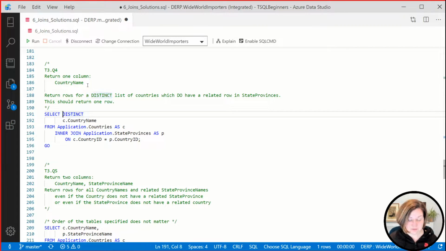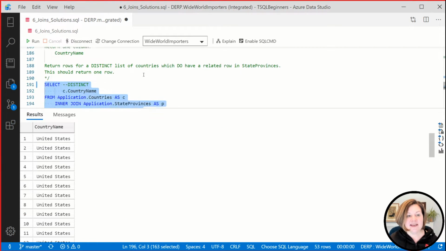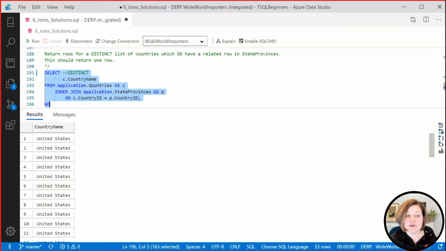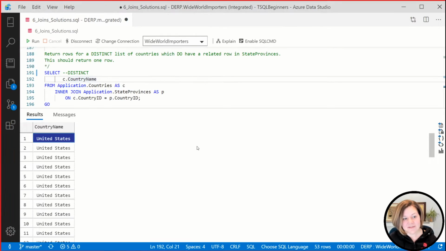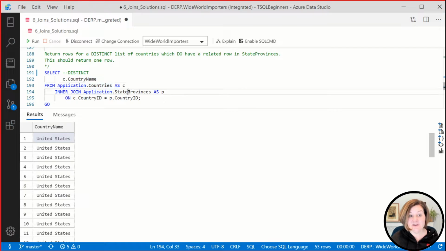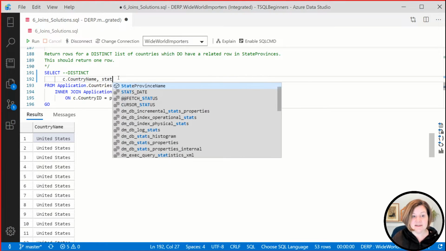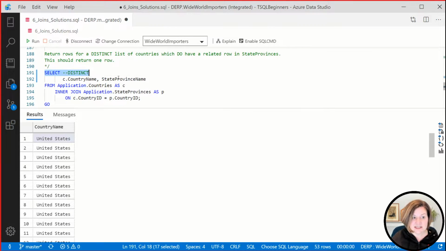Because if we remember, if we don't use the word distinct here, if I comment out the word distinct, what we get is, if we're doing an inner join between countries and state provinces, the United States has 53 matching state provinces. So we get one row for every match, right? One row on the countries table matches 53 rows on the state provinces table. So we're going to get 53 rows back. And if we were to add in the state province name, we would see why we get 53 rows.